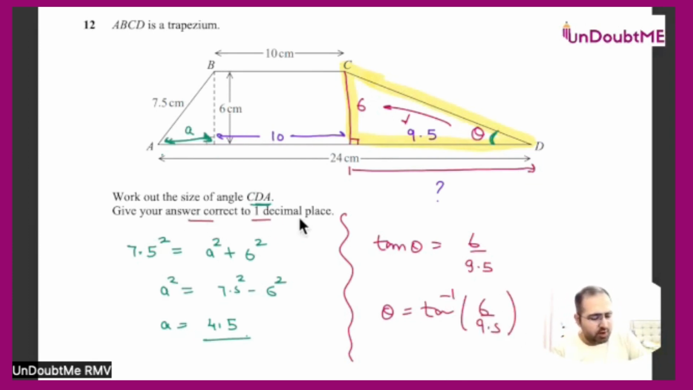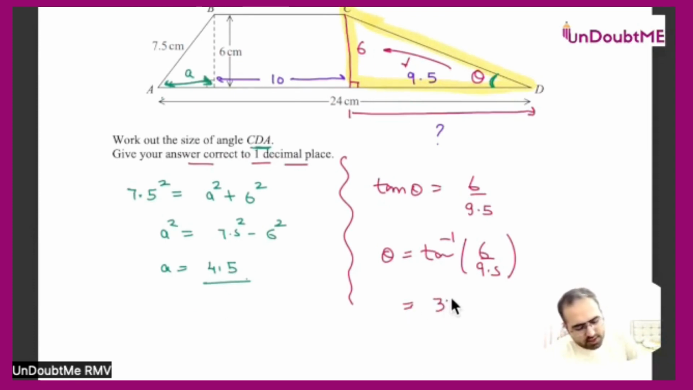Give your answer correct to one decimal place. What is the answer? 32.3. Okay. Fatima and Isha, are you guys getting the same answer? Yeah. Okay.